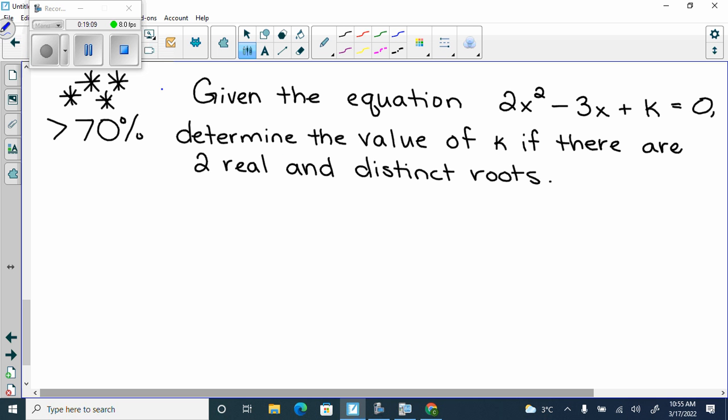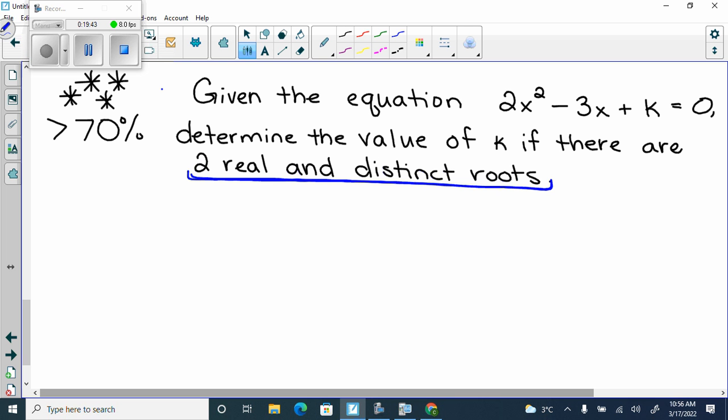Okay, so we have two real and distinct roots, or I'm going to have two real and equal, or I'm going to have two non-real and imaginary. Every single time, I'm going to have one of the three. When you see two real and distinct roots, what does that tell you? The discriminant is going to be greater than 0, technically. So we know that what's underneath that square root is going to have to be greater than 0.